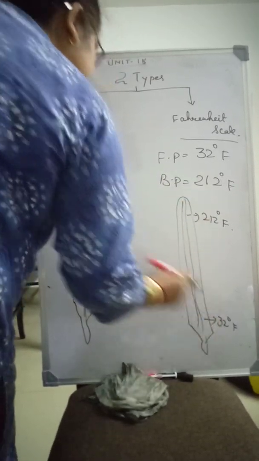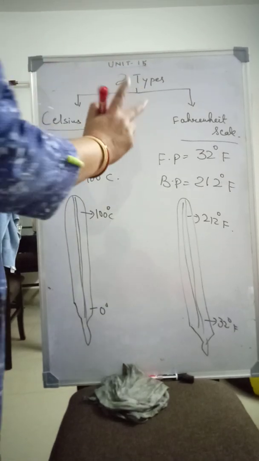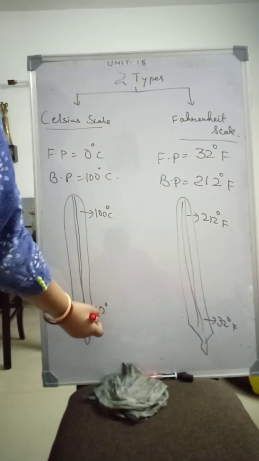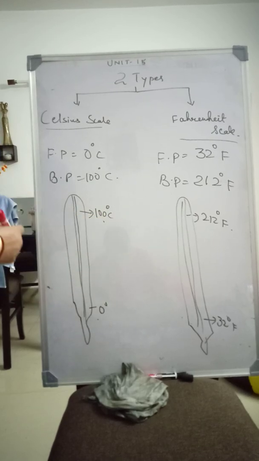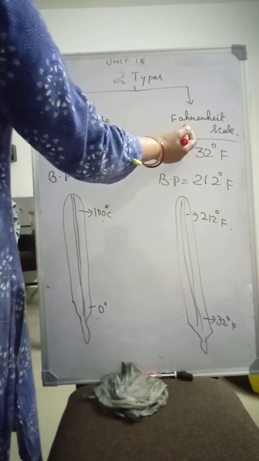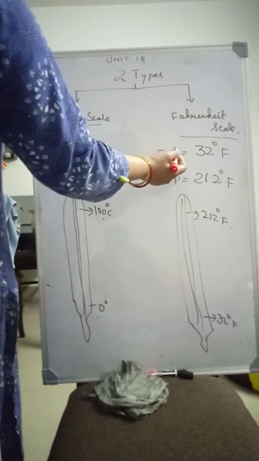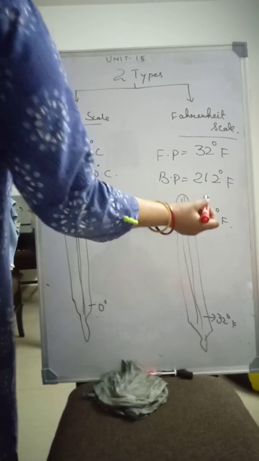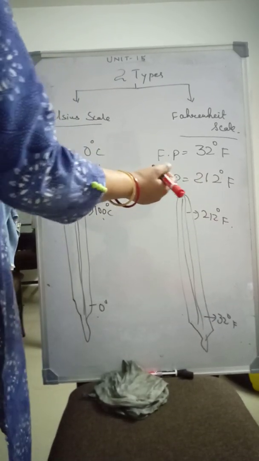The two types of scales are used. There are two types of thermometer. The first thermometer is based on the Celsius scale, where the freezing point is 0 degree centigrade and the boiling point is 100 degree centigrade. The second type is based on the Fahrenheit scale, where the freezing point is 32 degree Fahrenheit and the boiling point is 212 degree Fahrenheit.